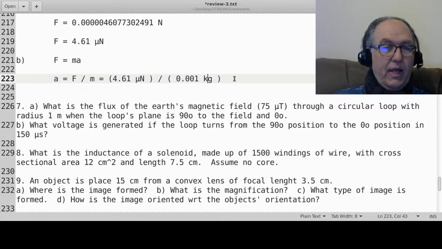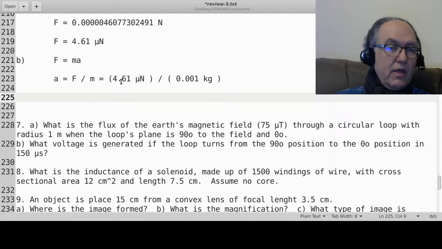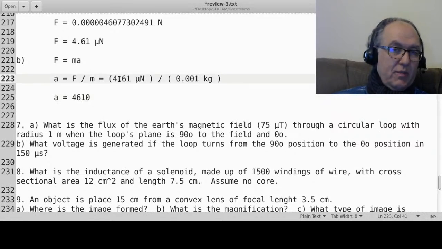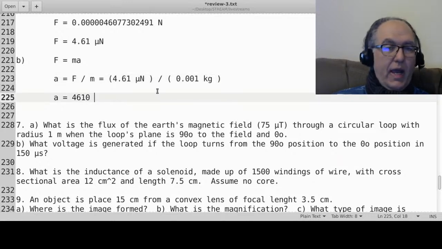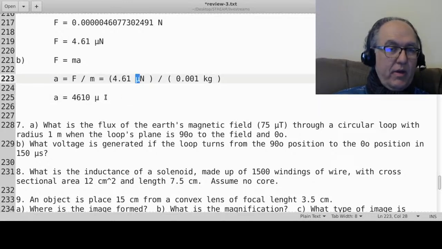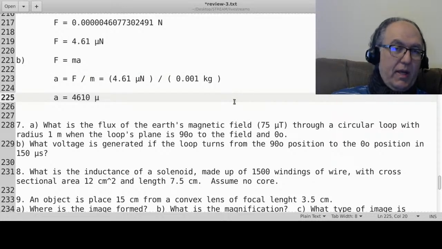Now if we work that out, we're going to get 4610. A is going to equal. It's like moving the decimal over 3. 1, 2, and then 3. And we still have that micro there. And this is going to be a newton divided by a kilogram, meters per second squared.